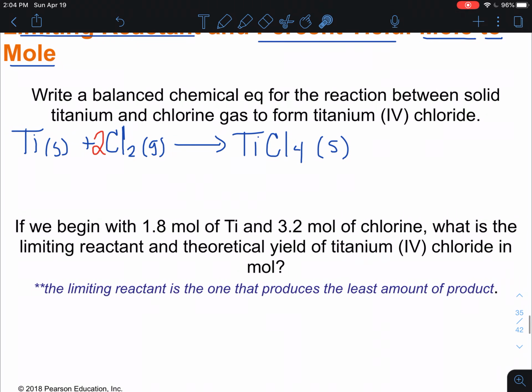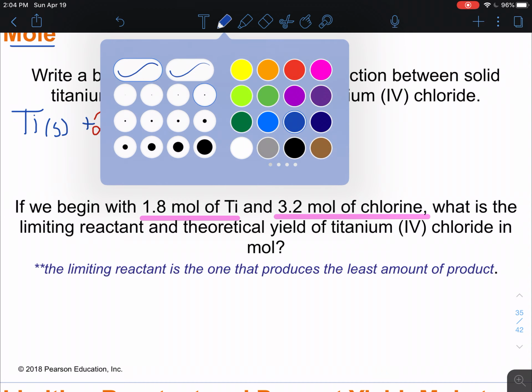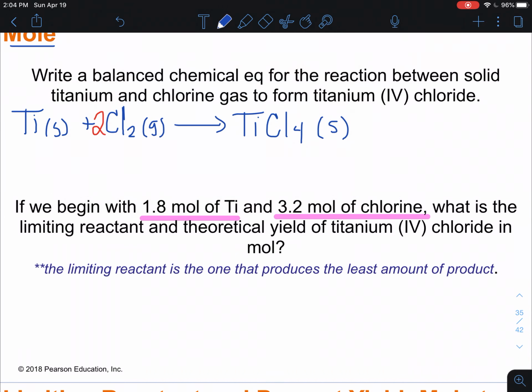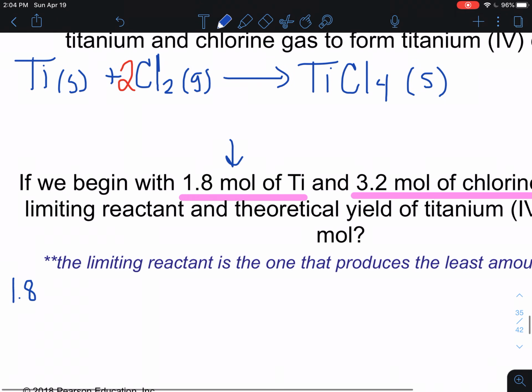If we begin with 1.8 moles of titanium and 3.2 moles of chlorine, what is the limiting reactant and theoretical yield? So what you're going to have to do, again, is convert reactants to products using the balanced chemical reaction. We start off with, I'm going to zoom in, we're going to start off with this one right here, 1.8 moles of titanium. And we're going to convert it to product using the balanced chemical reaction.